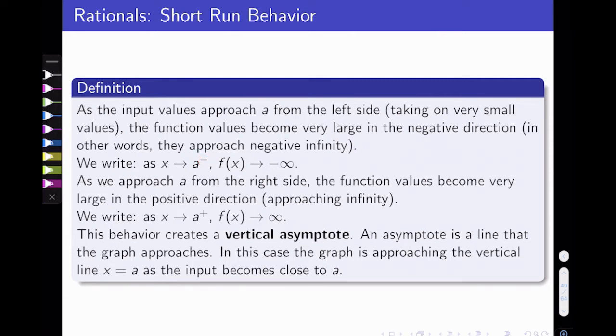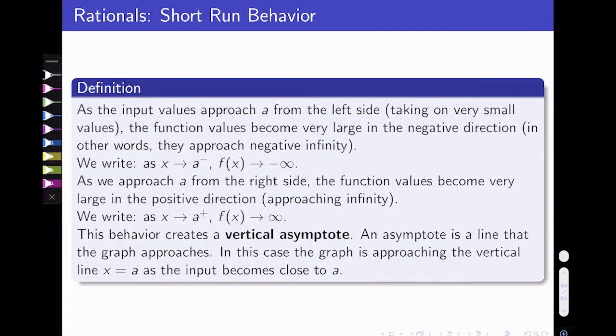Alternatively, as we approach a from the right side, the function values become very large in the positive direction, approaching infinity. We write: as x approaches a from the right, whenever you have a positive sign, f of x approaches positive infinity. This behavior creates what we call a vertical asymptote. An asymptote is a line that the graph approaches. In this case, the graph is approaching the vertical line x equals a as the inputs become close to a.